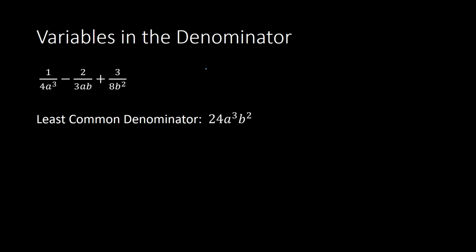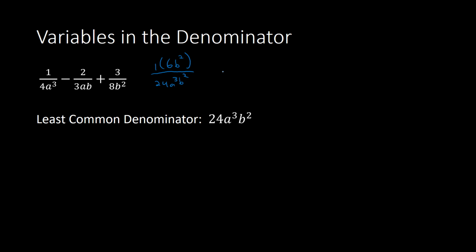So from here, I need to now create each of these fractions with that least common denominator. So for the first fraction, we'll have something over 24a cubed b squared. So for the first fraction, how do we get from 4 to 24? Well, we multiply by 6. So the numerator we need to multiply by 6 as well. And then to get from a cubed to a cubed, nothing changes, but we also have a b squared in here that was not in the original fraction. So we need to multiply by a 6 and a b squared.